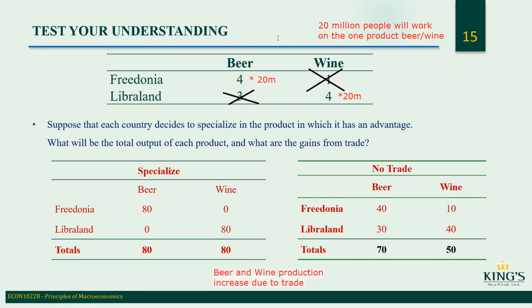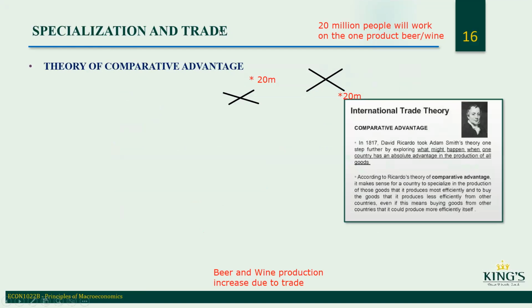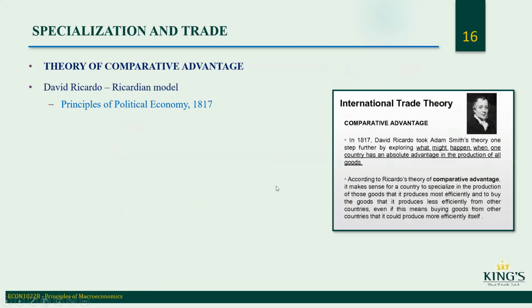So it shows that there's a clear benefit, and this is a good application in terms of showing the benefits of trade in this case. So gains are 10 beer and 30 wine. And then comparative advantage, I believe this is the better theory here.